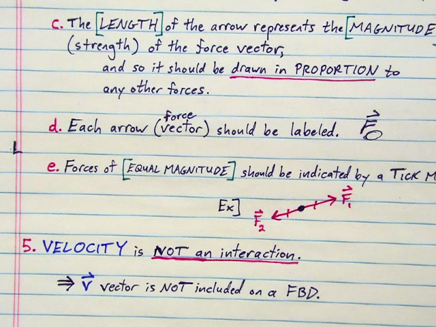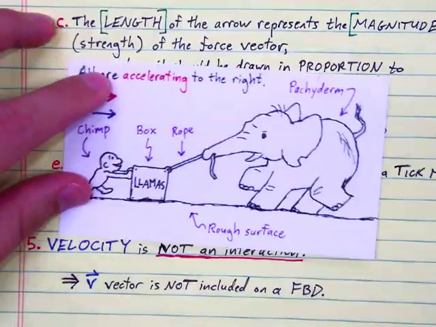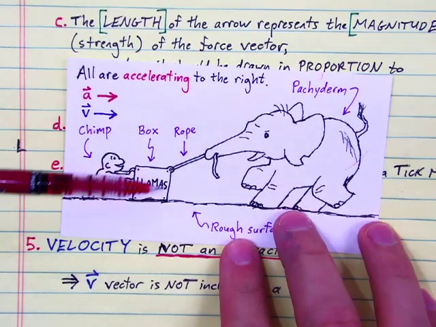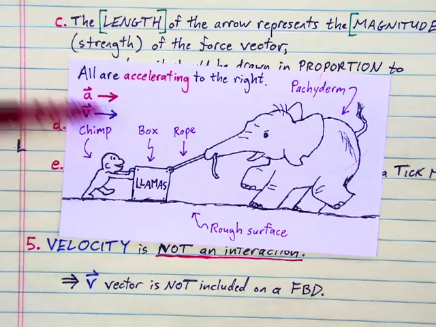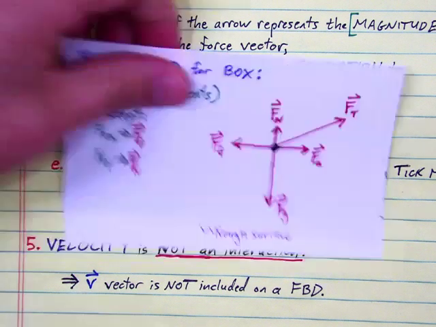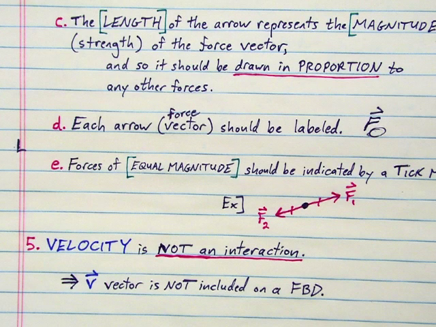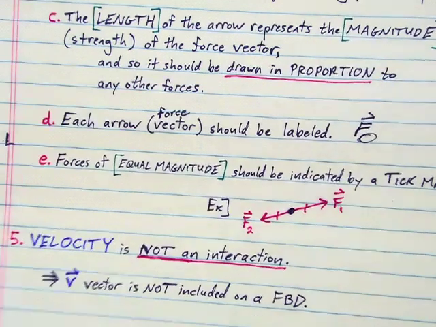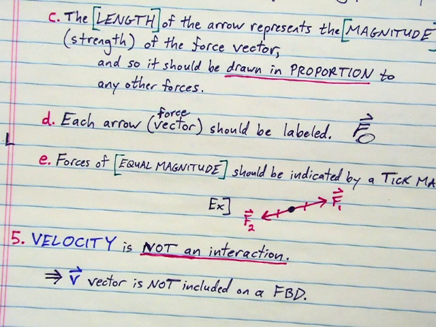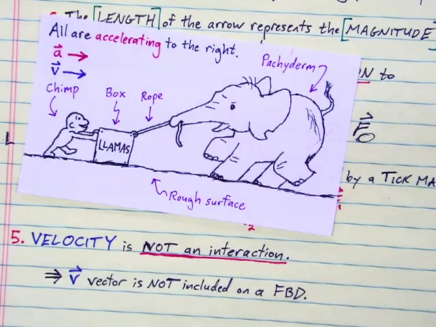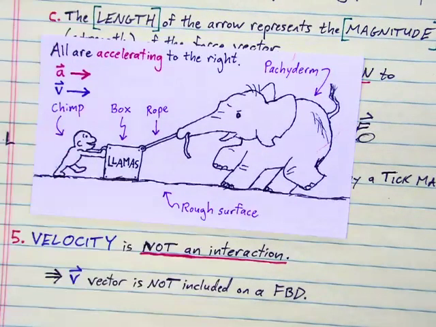So where's my original scenario? Here. The box is moving to the right at the moment, but we do not include that velocity on our FBD anywhere. The object may be moving, that's okay, but we must be clear that velocity is not a force. And so the object's velocity vector is not included on the FBD.